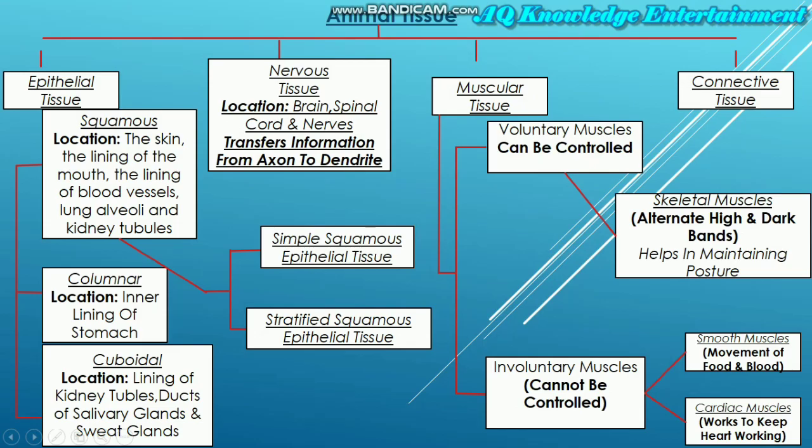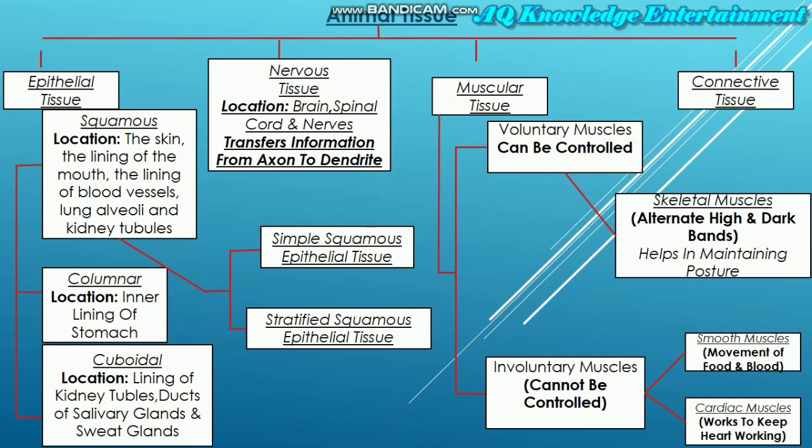Now let's talk about the muscular tissues. When we talk about muscular tissues, what do you understand by muscles? Muscles, obviously, are something which help in movement, and are attached to the bone, that obviously everyone of us knows, right? The muscular tissues are of two types. They are voluntary muscles and involuntary muscles.